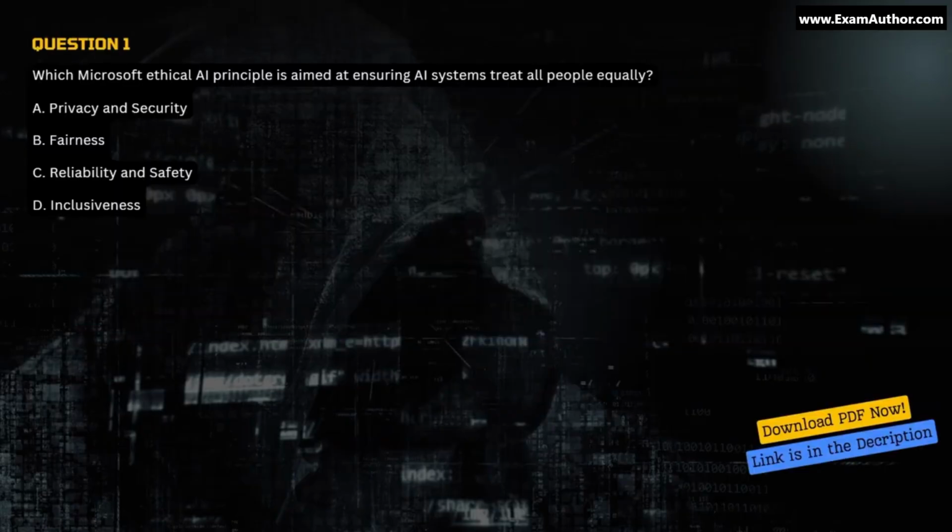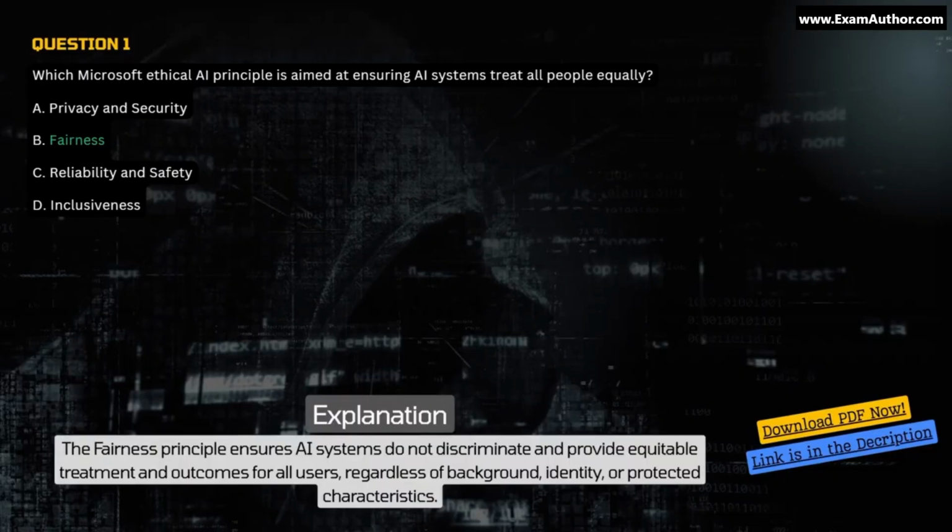Question 1. Which Microsoft ethical AI principle is aimed at ensuring AI systems treat all people equally? A. Privacy and security. B. Fairness. C. Reliability and safety. D. Inclusiveness. Correct answer B. Fairness. Explanation. The fairness principle ensures AI systems do not discriminate and provide equitable treatment and outcomes for all users, regardless of background, identity, or protected characteristics.